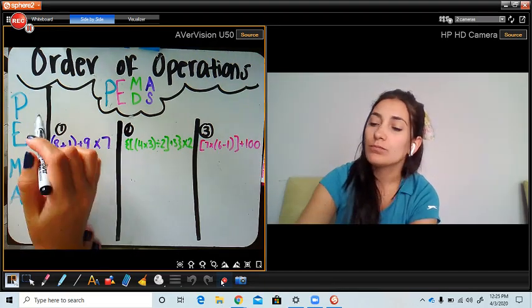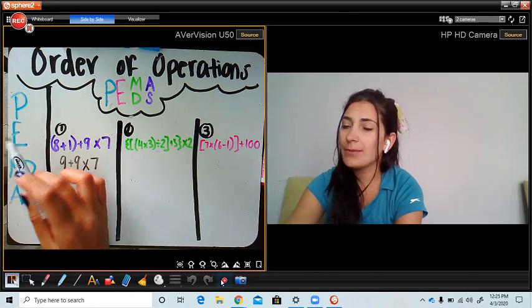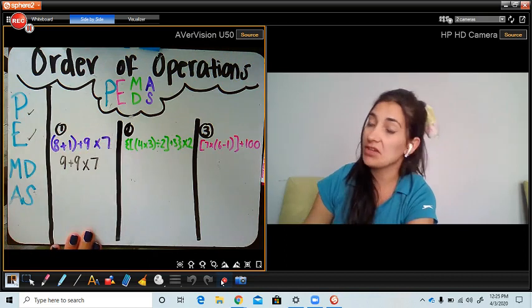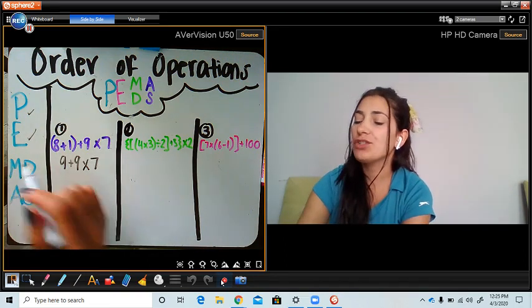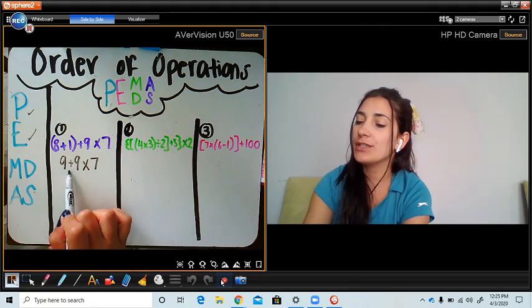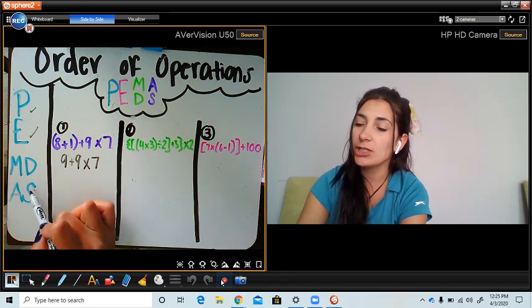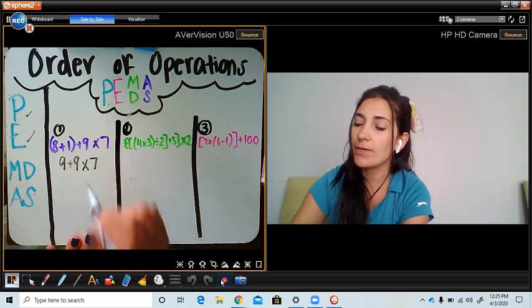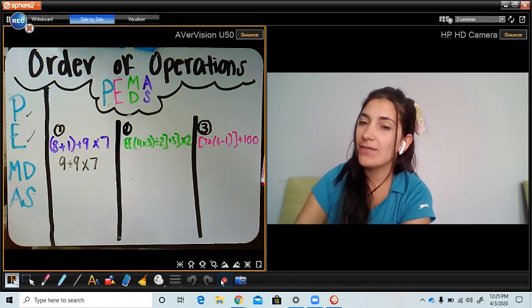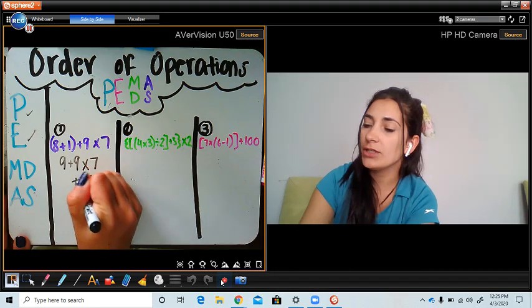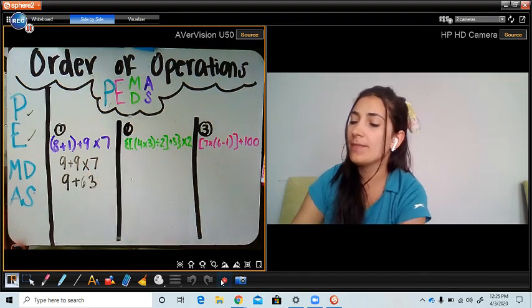So now, in 5th grade, we're not dealing with exponents, so we're never going to have exponents. So we did parentheses, we did exponents because there's never going to be any, and then multiplication or division. In this equation, there's an addition sign and a multiplication. So because multiplication comes before addition, we're going to go ahead and do this part first. So we know that 9 times 7 is 63. Then we're going to rewrite the question, plus 9.